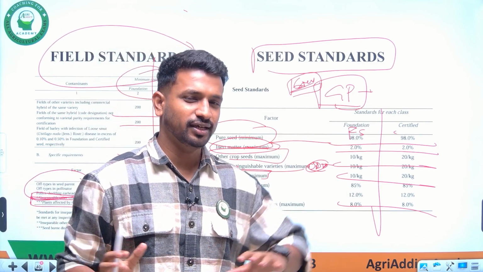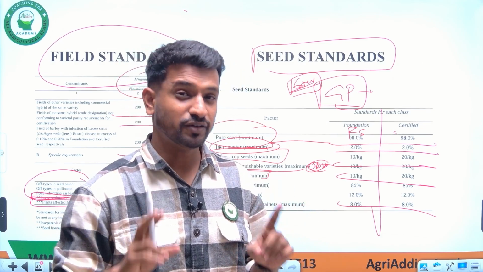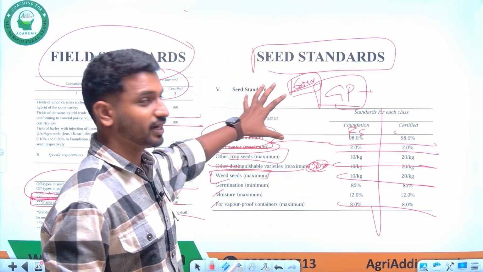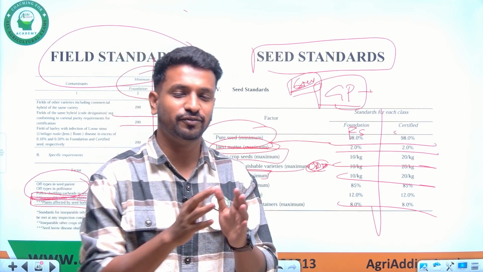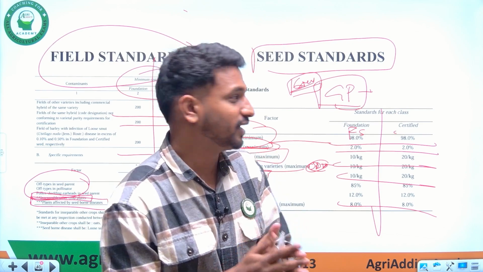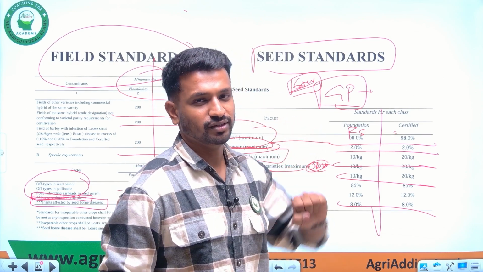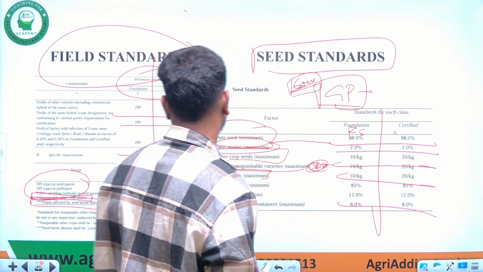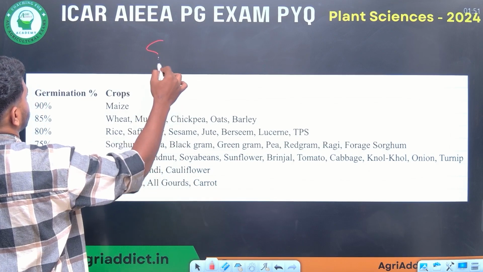For field standards there is a difference between the foundation seed standard and the certified seed standard, but for the seed standards, there is no difference between the foundation seed and the certified seed. Hope it is clear. Okay, next, this is about germination.